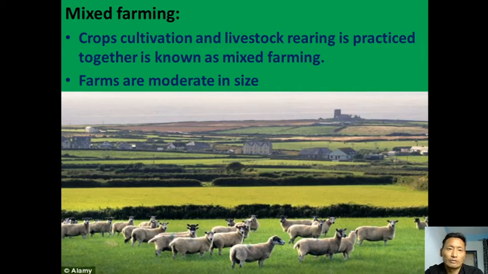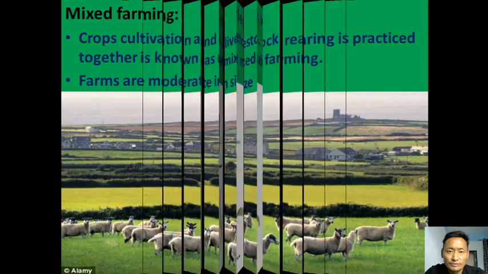Mixed farming, the third type of agriculture, is mixed farming. Mixed means two, they are doing two activities together. So when crop cultivation and livestock rearing, animal rearing, are practiced together, it is called mixed farming. As compared to extensive and intensive, here the farming lands are moderate in size, not too much small as in intensive agriculture, and not too big like extensive agriculture.